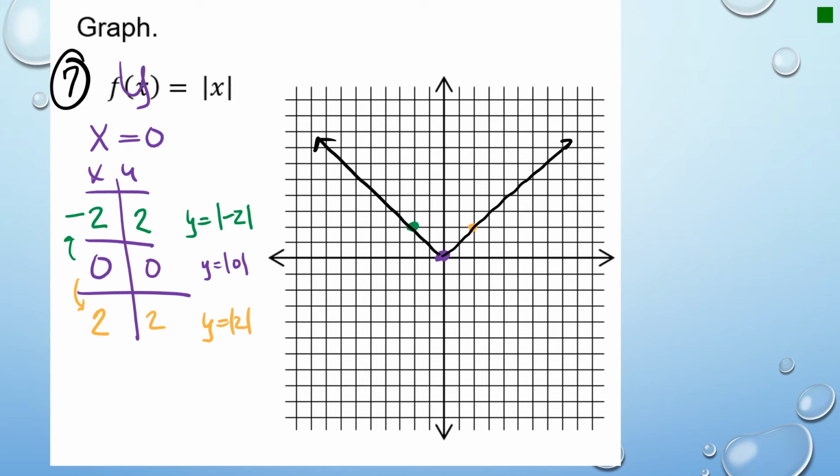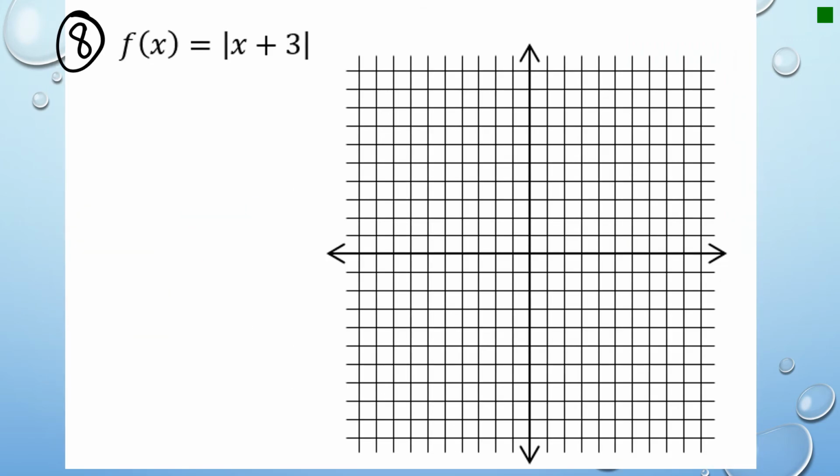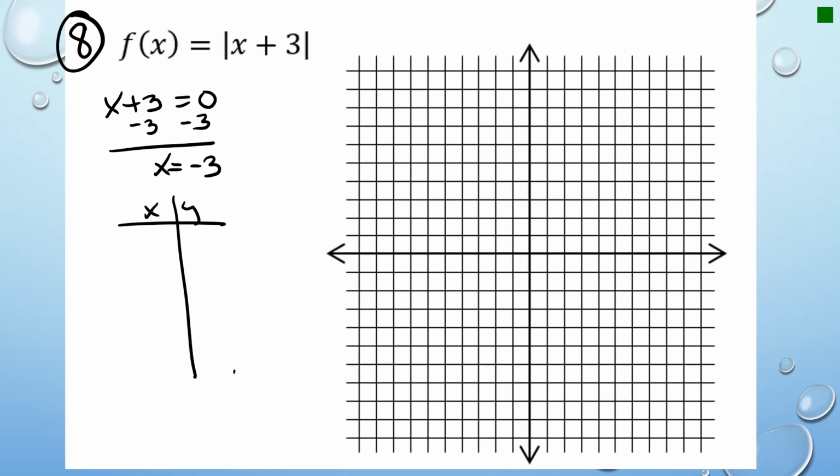Okay? Now, I say go left 2, right 2. I don't know what your teacher told you, so you might have to do it a little differently. But left 2, right 2 is a good thing to do. All right, so on this one, I've got x plus 3 inside the absolute value bars. I set it equal to 0, and I solve for x. That gives me my middle x value.